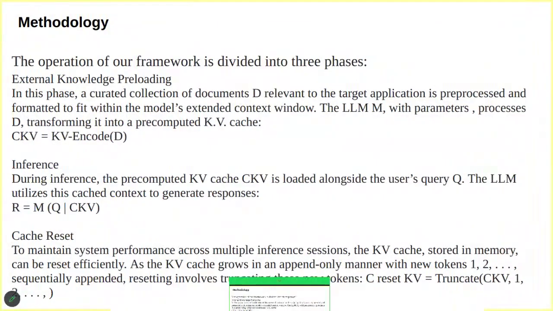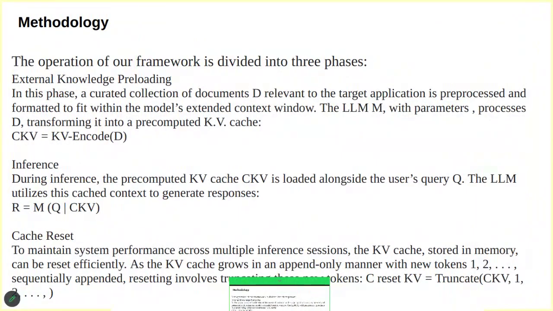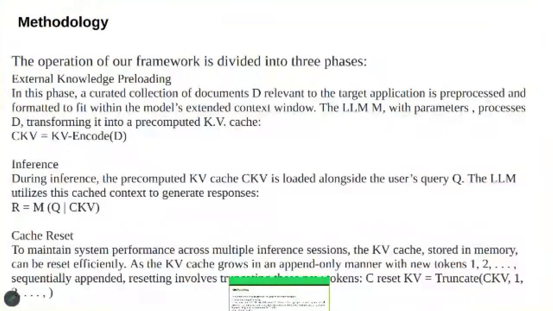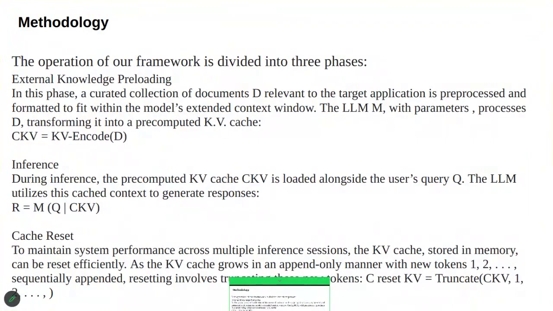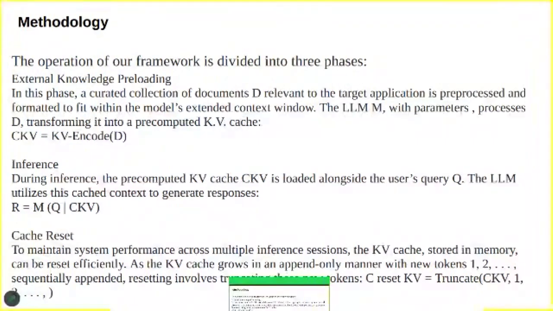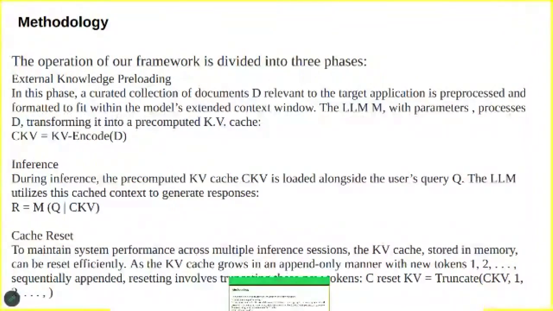First, we have external knowledge preloading, whereby in this phase, a curated collection of documents, D, relevant to the target application, is pre-processed and then formatted to fit within the model's extended context window. The documents are formatted to form the CKV, the key-value cache, whereby knowledge is stored in the form of keys and values in the cache, and they can be retrieved.